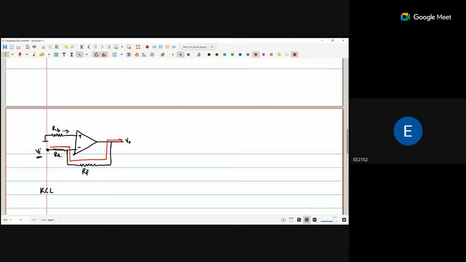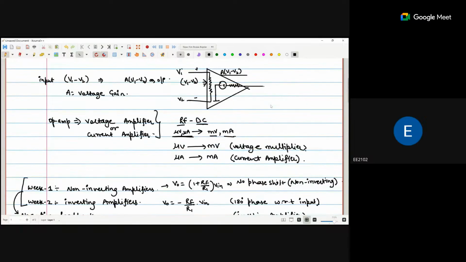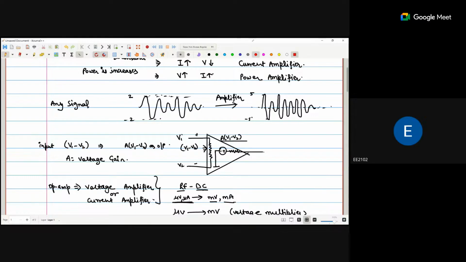Any doubt why this is the direction of current? Because there is no current flowing through the op amp, because we consider the op amp is ideal. V positive terminal is equal to V negative terminal. That means the voltage at these two terminals will be equal. So when we go with this particular diagram, if V positive is equal to V negative, the voltage drop V1 minus V2 is 0. If this A times V1 minus V2 is equal to 0, and this voltage source is 0, the current flowing from this one, I out, is also 0.